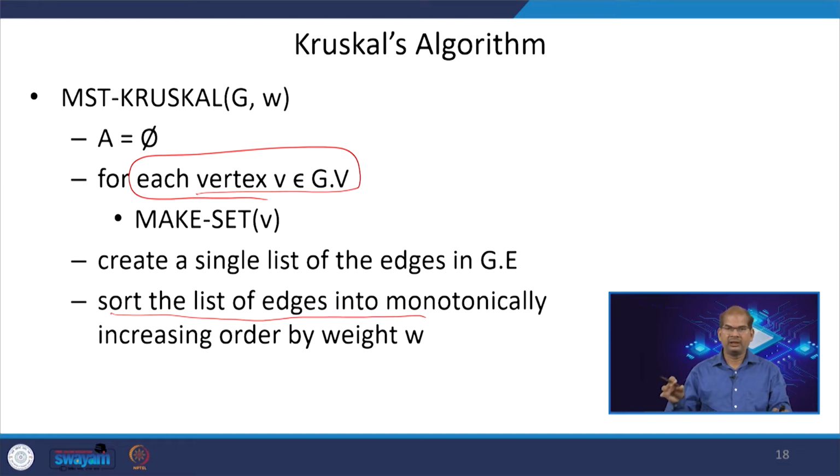weight. So, we will create a sorted list of edges in increasing order, based on the weight assigned to each of the edges. Then we will choose one of the edges at a time to create a minimum cost spanning tree.